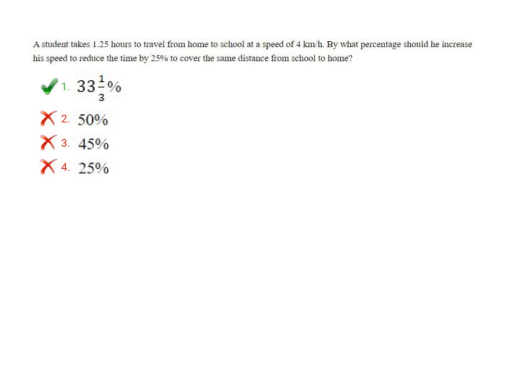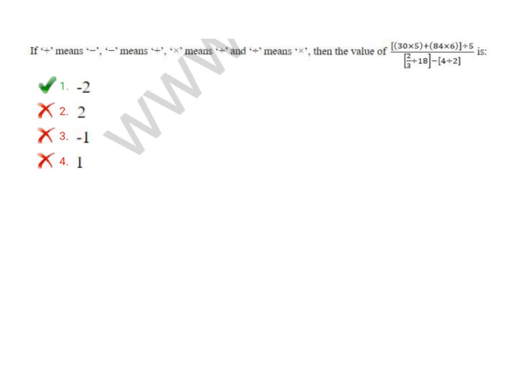The next one. A student takes 1.25 hours to travel from home to school at a speed of 4 km per hour. By what percentage should he increase the speed to reduce the time by 25%? Time reduced by 25% means time is 3 by 4. Therefore speed must be 4 by 3. 4 by 3 means a 1/3 increase, that is 33 1 by 3 percent increase. So we know a 25% decrease is nothing but a 33 1 by 3% increase. That's a standard one. Plus means minus, minus means plus, into means division, division means into. Then he is asking for the value of this.